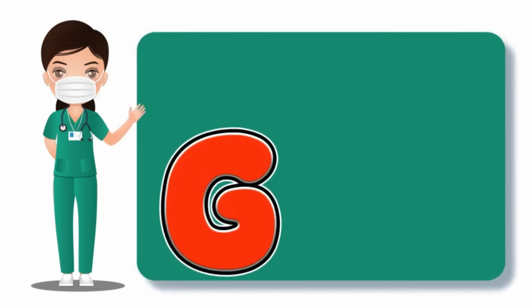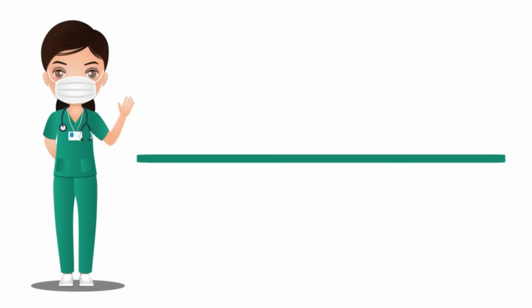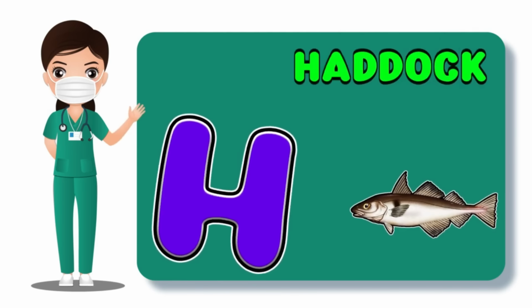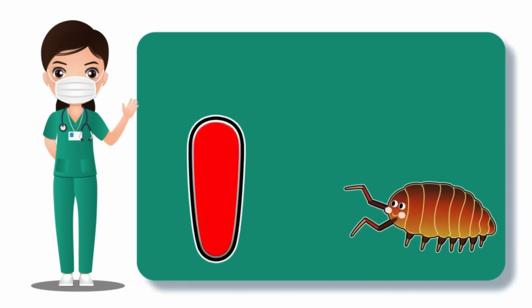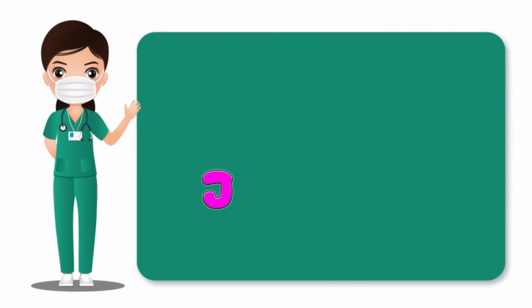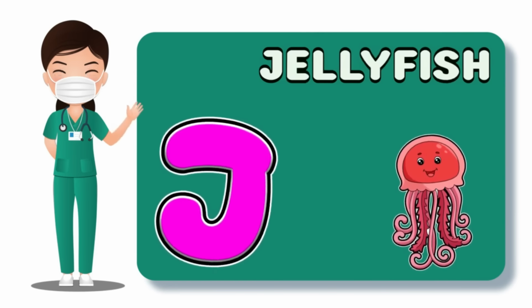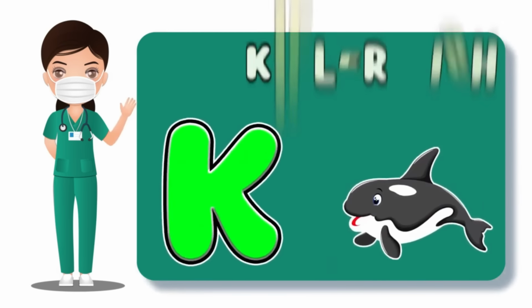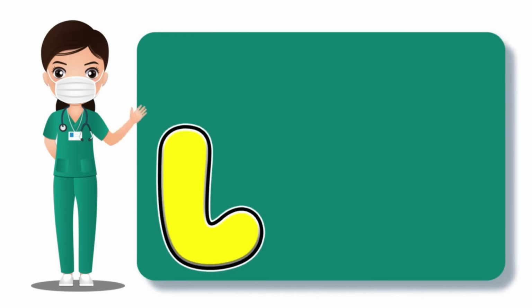G. G is for glassfish. H. H is for hedgehog. I. I is for isopod. J. J is for jellyfish. K. K is for killer whale. L. L is for lobster.